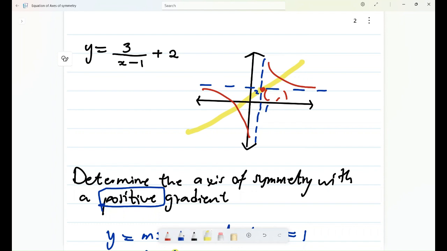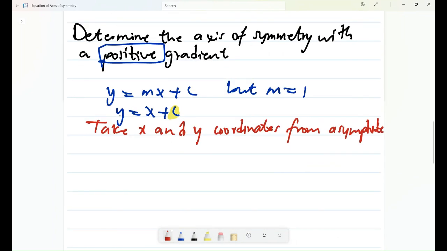So the coordinates of A here, which is the point of contact, let's say this is A. What are those coordinates? I come here, I say, all right, it's going to be 1 and 2. So I'm going to take that point, the point of intersection. So I'm going to say my y is 2, then my x is 1, plus c. Therefore, c is equal to how much? When I take this to the other side, it is 1 again. So therefore, my equation with the positive gradient is y equals x plus 1. This is my equation for the axis of symmetry with a positive gradient.